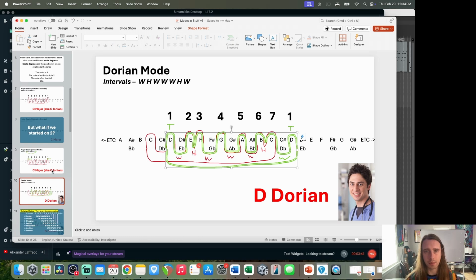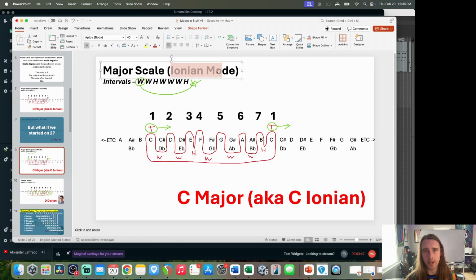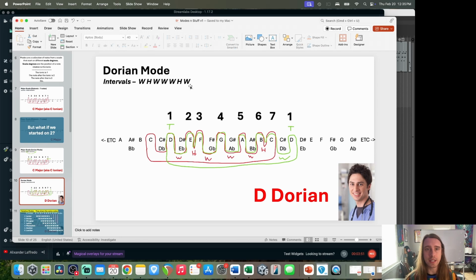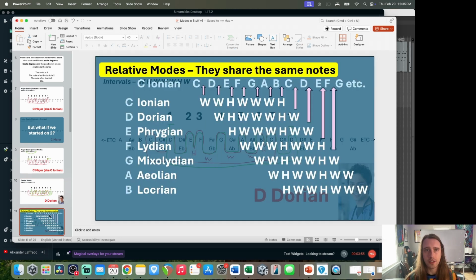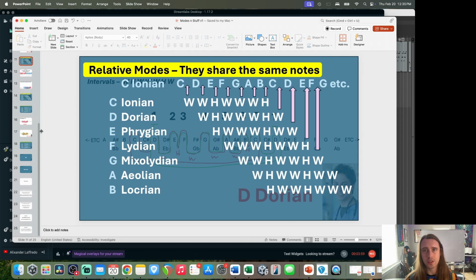Everything lines up. And so you'll notice that C major, which is also known as C Ionian, by the way, that's the mode name for it, and D Dorian, well, they have the same notes. And so these are what are called relative modes. Relative modes just share the same notes. So C Ionian is C, D, E, F, G, A, B, C. D Dorian is D, E, F, G, A, B, C, D.